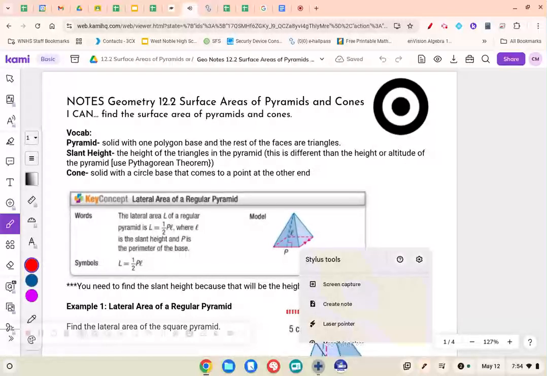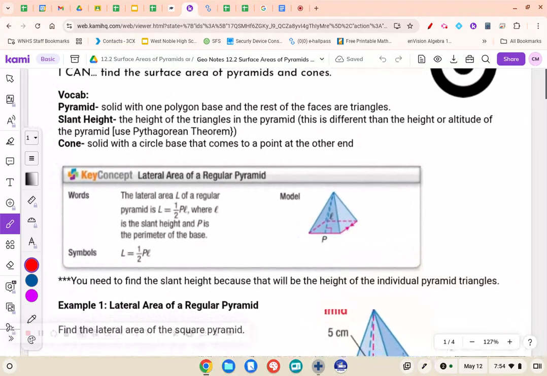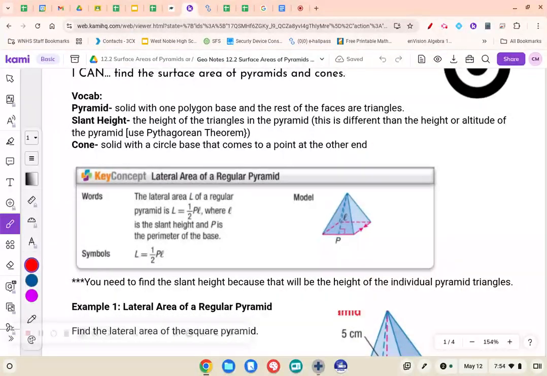Today we are covering 12.2, surface area of pyramids and cones. You guys are going to be able to find the surface area of these two shapes. So our vocab here: pyramid. This is a solid with one polygon base and the rest of the faces are triangles.